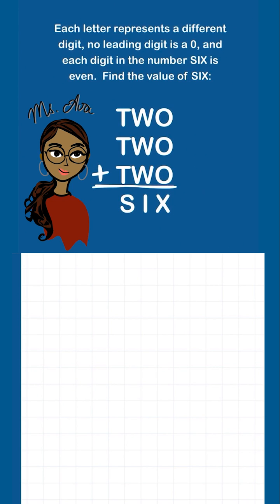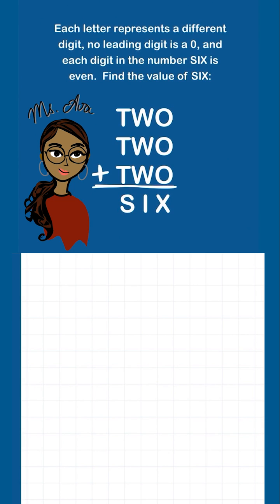Okay, so I want to show you guys how to do this problem. It tells us that each letter represents a different digit over here, and that no leading digit is 0. So that means we can't have zeros for the T or for the S right there. And that each digit in the number 6 is even. So that is all the information that they give us. Not a lot to go on, but let's go ahead and try it out.